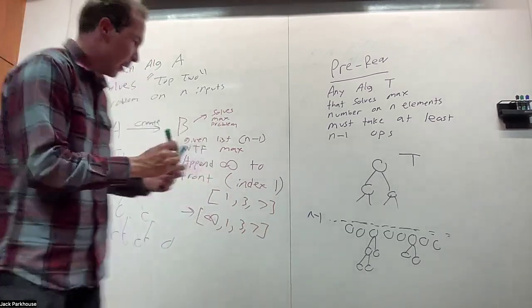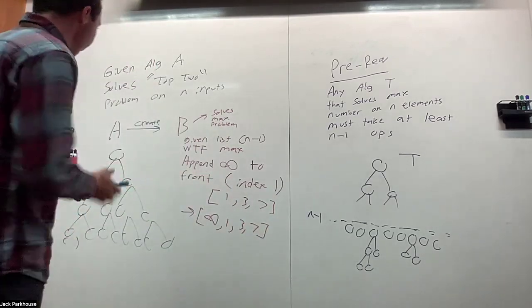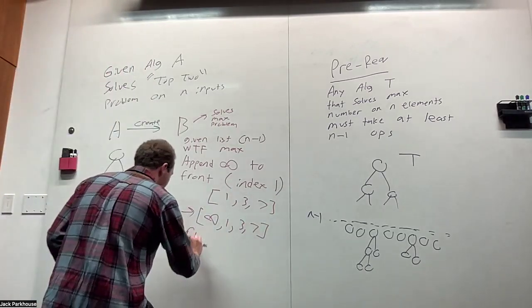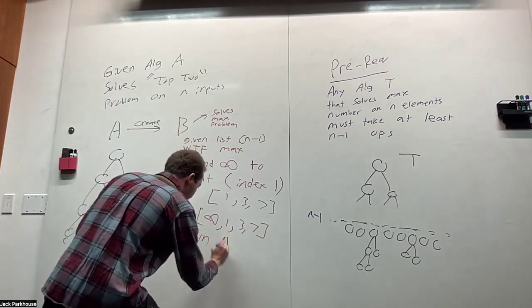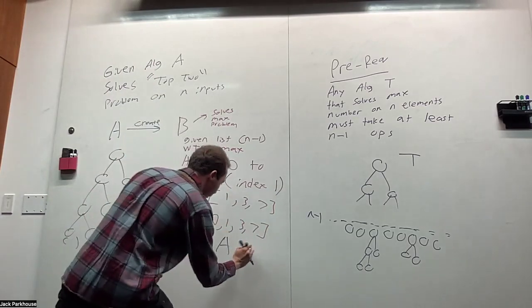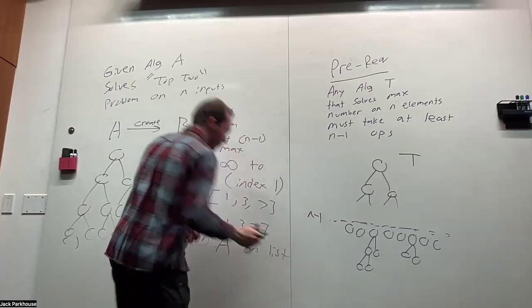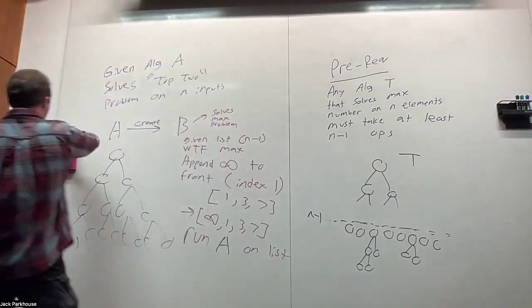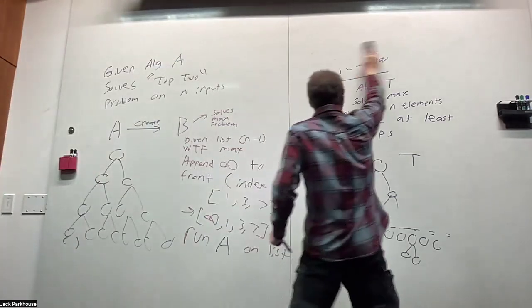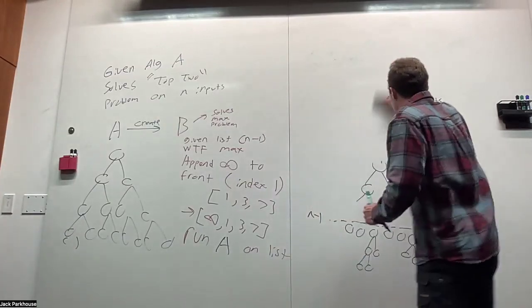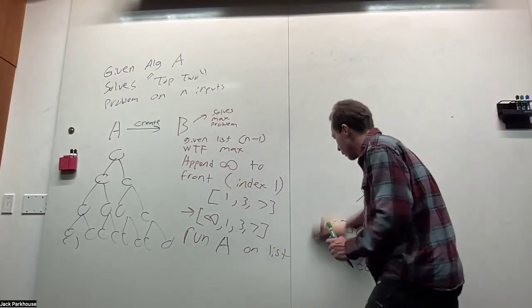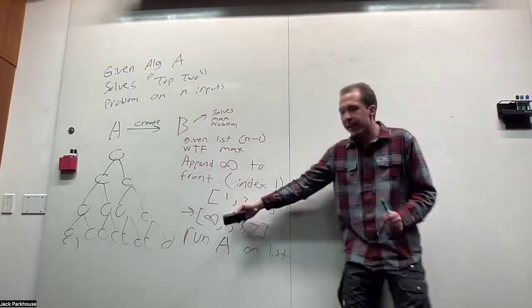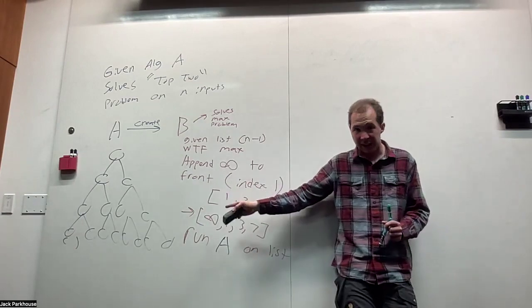And once we have that, now we're going to run our algorithm A on this list. Why are we doing this? Well, when we run this algorithm A on this list, we know a couple of things. We know that the maximum element is in the first index.